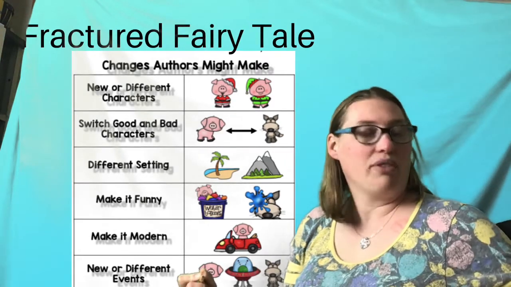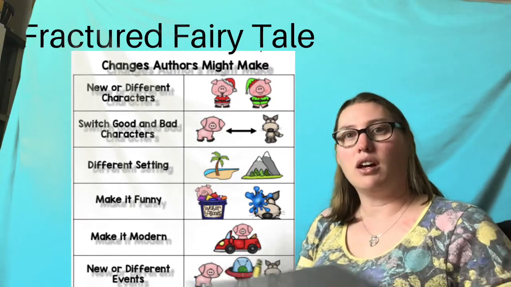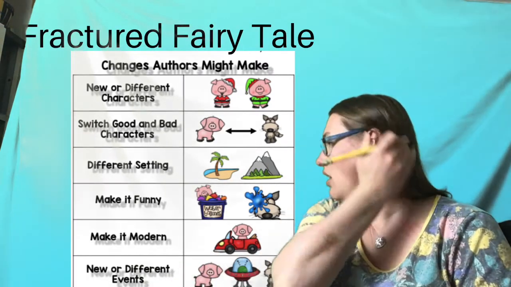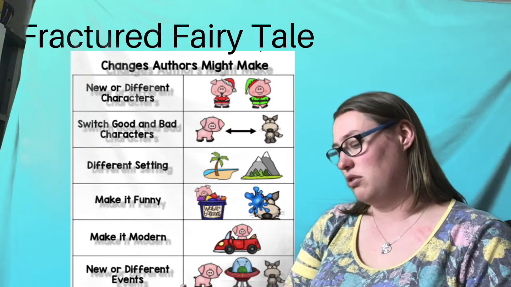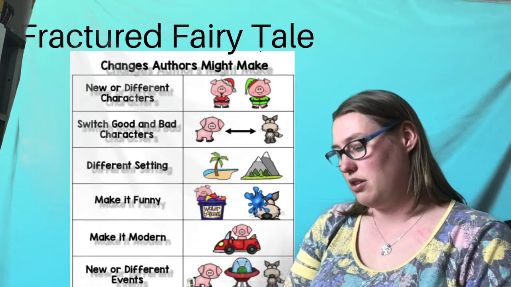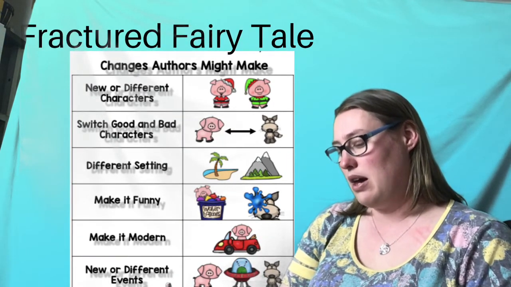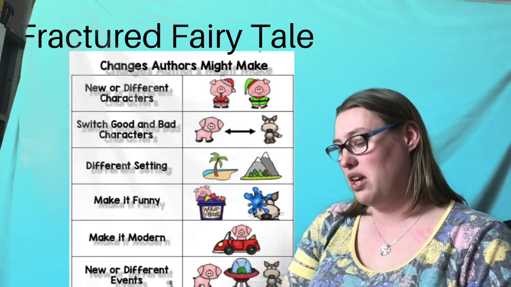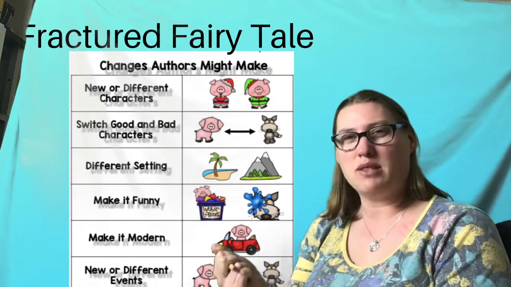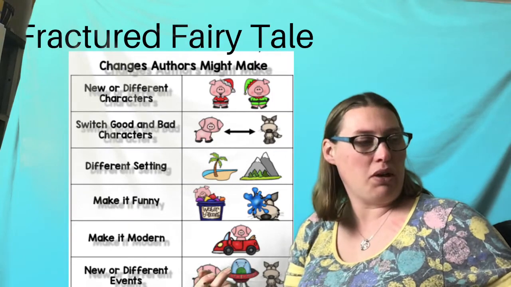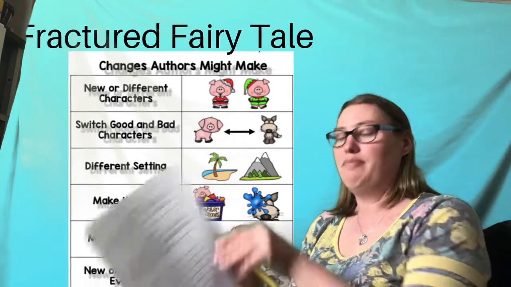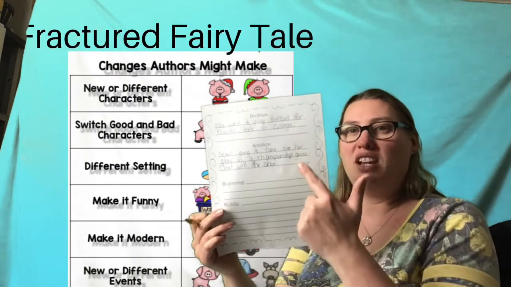Oh, you know what? For characters, I forgot about the fairy godmother. So instead of a fairy godmother, let's have a magical coach. Or a magical bat boy. Right? The person that gets the bats when you play baseball, softball. That would be a good idea. So I filled in my problem and I filled in my solution.